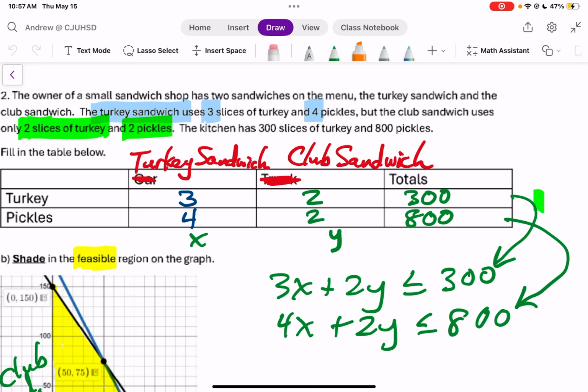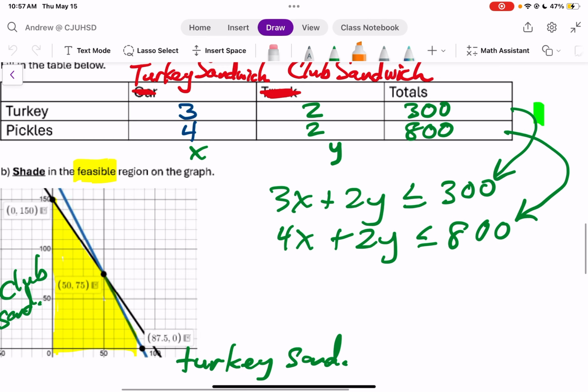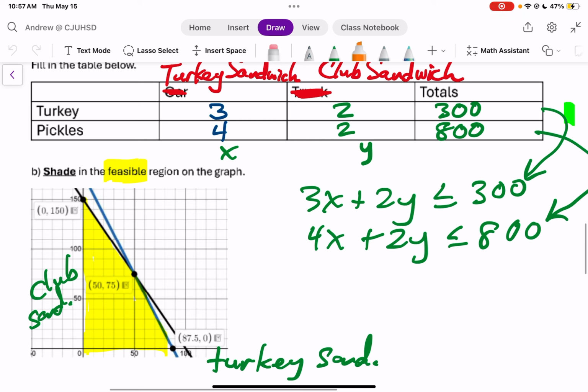And the graphing will be done for you on the final as well as here in the review. You're supposed to shade in the feasible region. Feasibility means things that are possible. You can't have negative club sandwiches or negative turkey sandwiches, so you only want to shade positive X and positive Y. You also want to shade underneath both lines, because if you shade above any of the lines, that would mean you're using more turkey slices than you actually have or more pickles than you actually have.